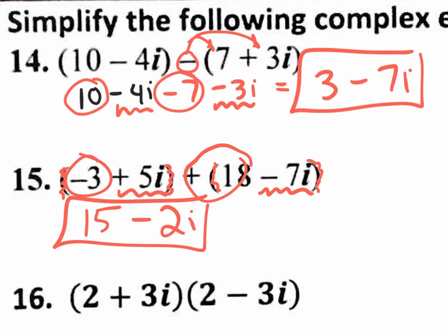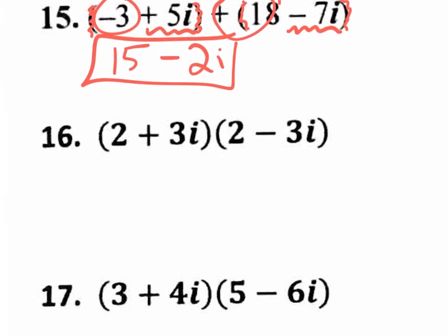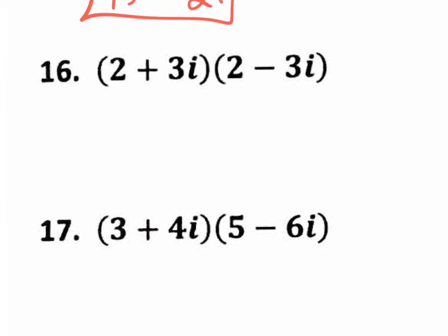Ridiculously easy. Adding and subtracting, it's just like combining like terms. This is where it gets a little bit more interesting, where you actually multiply and you end up with i squared, which you'd have to change to -1. So you have a binomial times a binomial. Let's distribute one of these at a time. So let's distribute the 2 first.